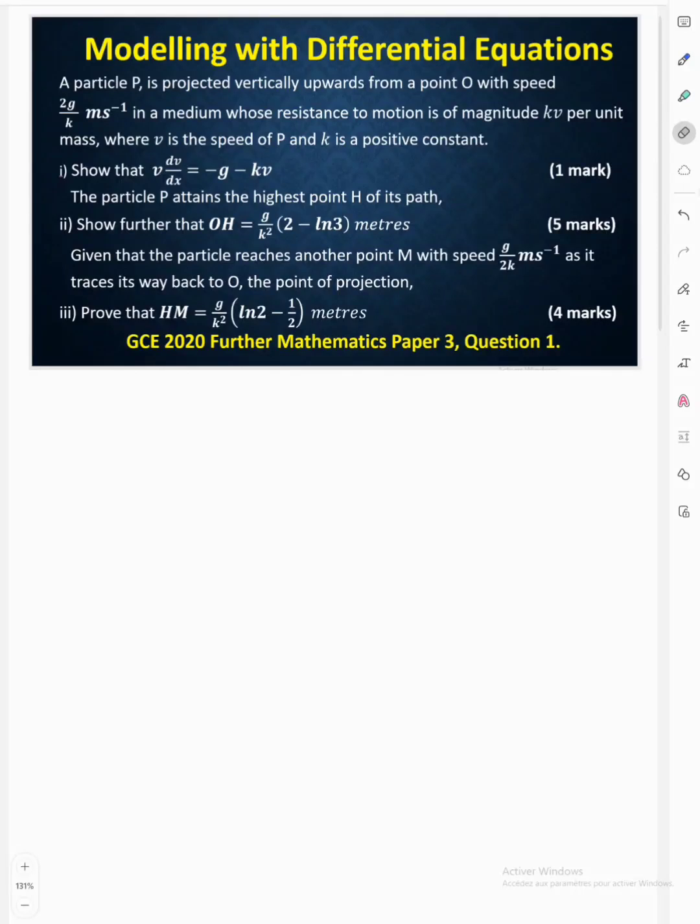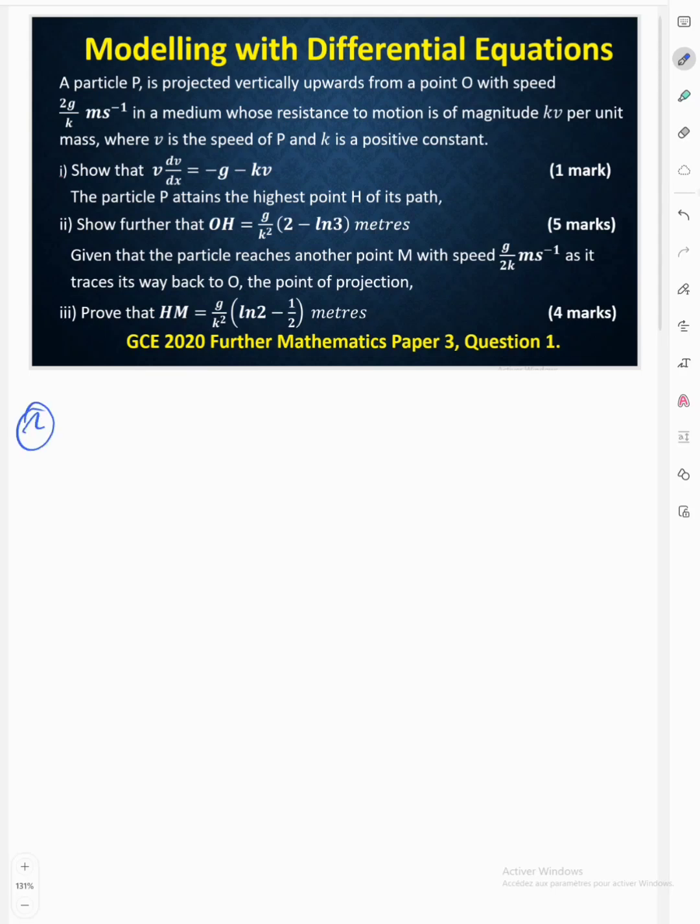So going back to the question, it says the particle is projected vertically upwards from a point O with speed 2g over k in a medium whose resistance to the motion is of magnitude kV per unit mass, and v is the speed and k is a positive constant. So the motion in this question is calculated in two phases. There is the first phase where the particle is moving vertically upwards and is projected with a certain speed 2g over k, and then the second phase will be when the particle is on its way down to O where it was first projected. Okay, we start with the first part.